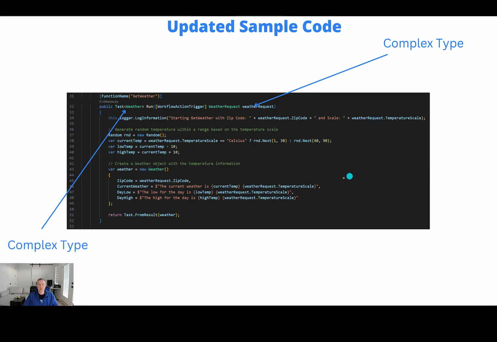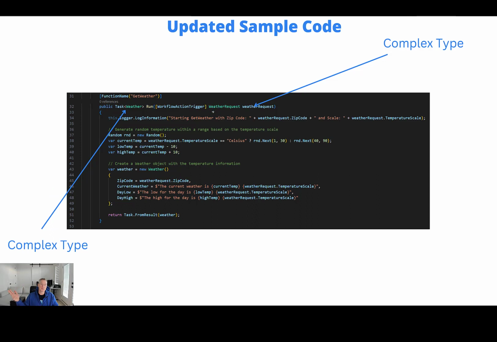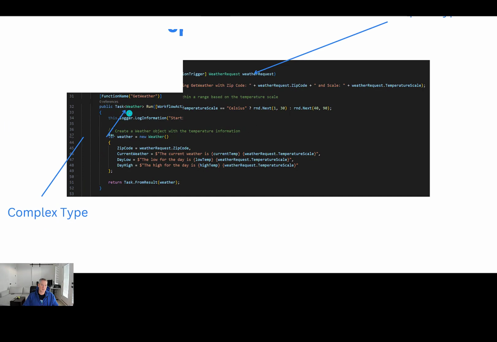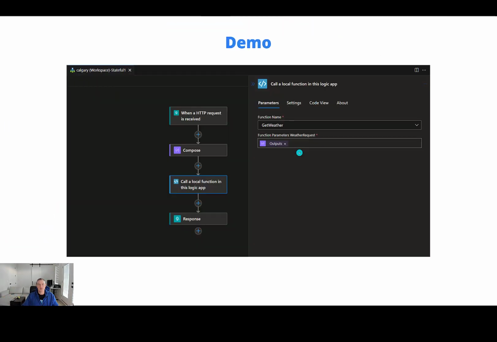Now what we're interested in is, instead of having those integers and strings passed in, we want to pass in a complex type. So here I've created a complex type called a weather request, and then updated the sample code to reflect using this complex object instead of those primitives. The output or response value is still the same, a complex type. So let's jump into a demo, and I'll show you how to set this all up.